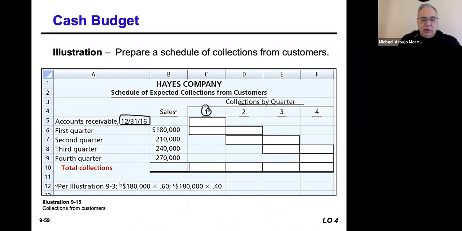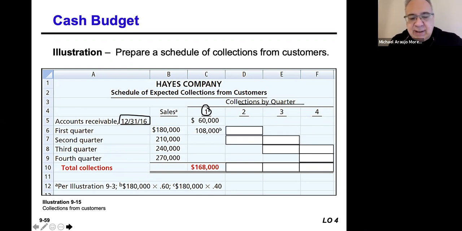In the first quarter, they're going to collect the cash that was due last year, which was the 60,000 in receivables. Plus, they're going to collect 60% of their first quarter sales, which should be 108,000. So that means that they will collect $168,000 in cash from customers in the first quarter. In the second quarter, again, they're going to be collecting the rest of this, right?